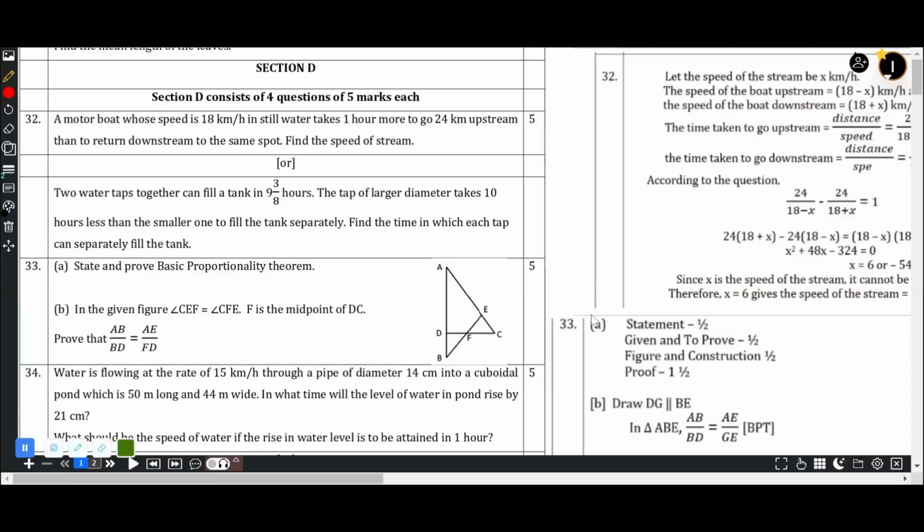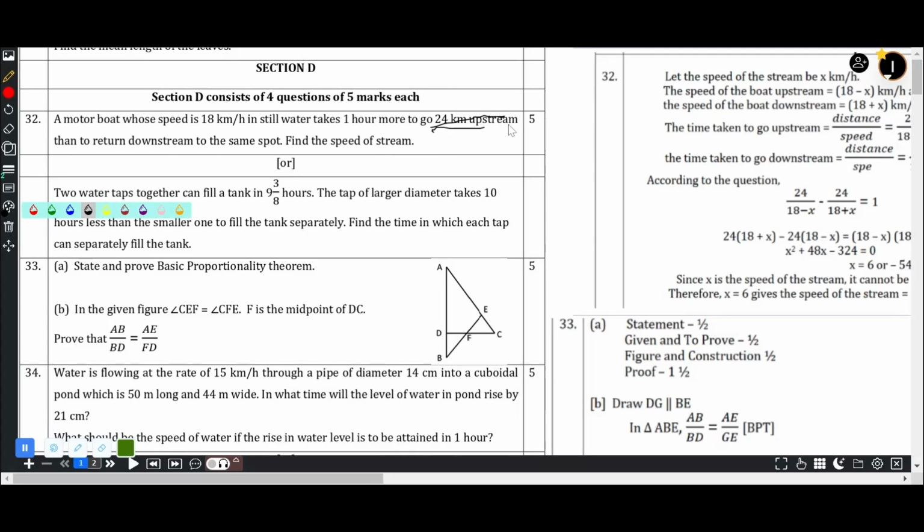So we have this question: a motorboat whose speed is 18 km per hour in still water takes 1 hour more to go 24 km upstream than to return downstream to the same spot. As you would have read in your chapter, upstream and downstream problems are there in CBSE textbook, and the concept we use is upstream, it goes against the stream. So velocity of boat minus velocity of stream is the velocity of traveling.